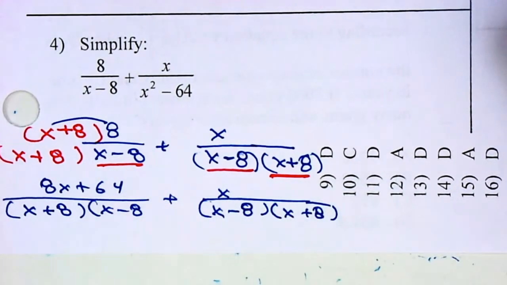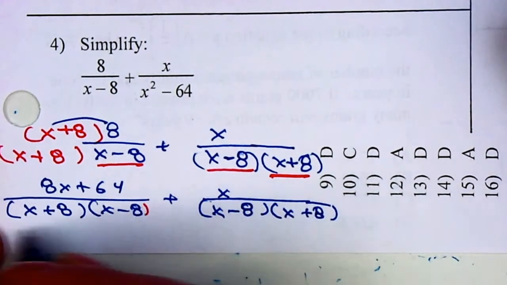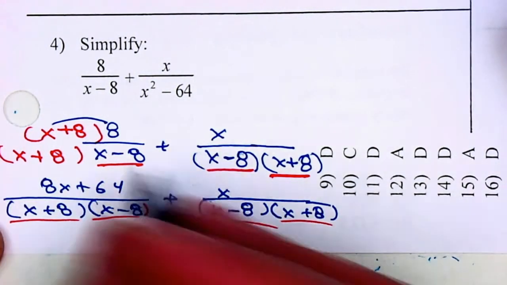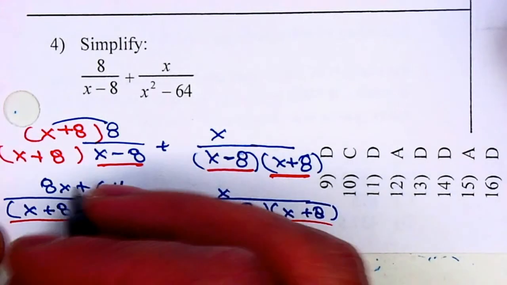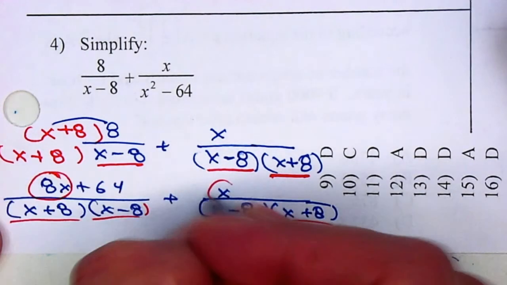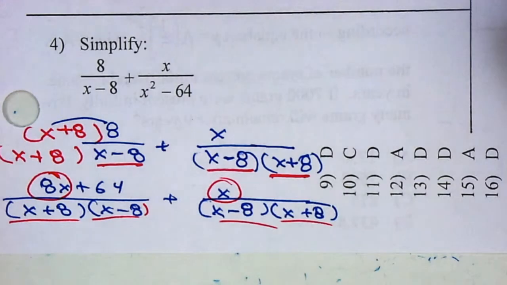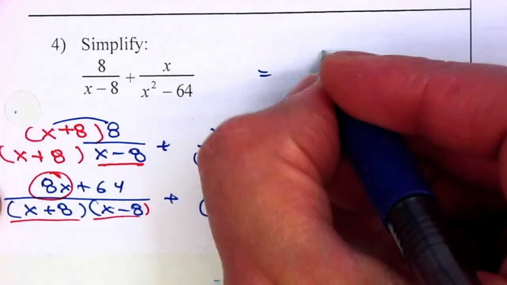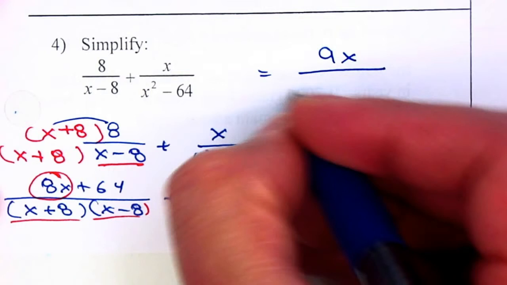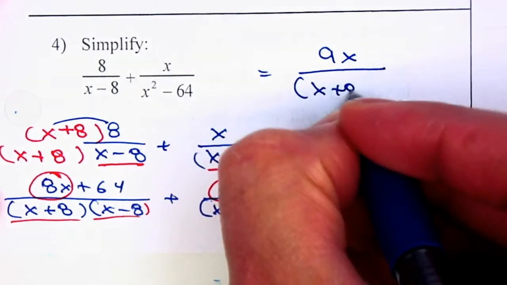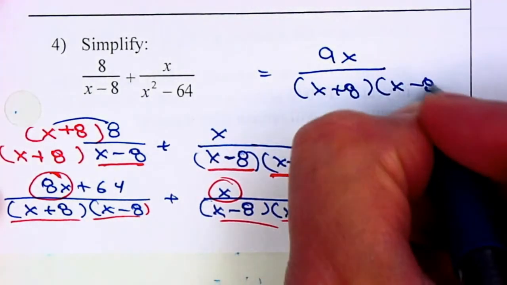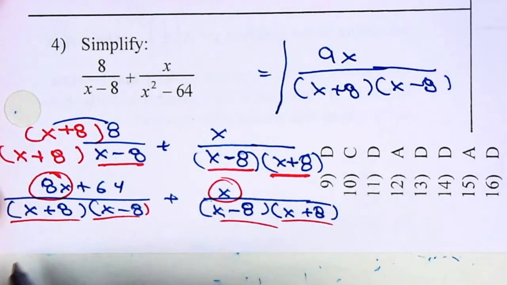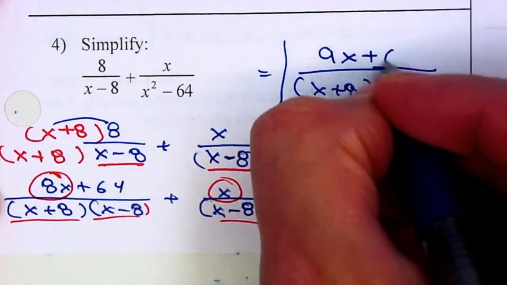And now that I have the same denominators, the denominators are exactly the same. Now I can combine like terms on the numerators. I can go and add the fractions. So 8x plus 1x, let me write it up here. That will give me 9x over x plus 8, x minus 8. Notice that the denominators can just switch in once. And did I forget something? Yes, my plus 64.